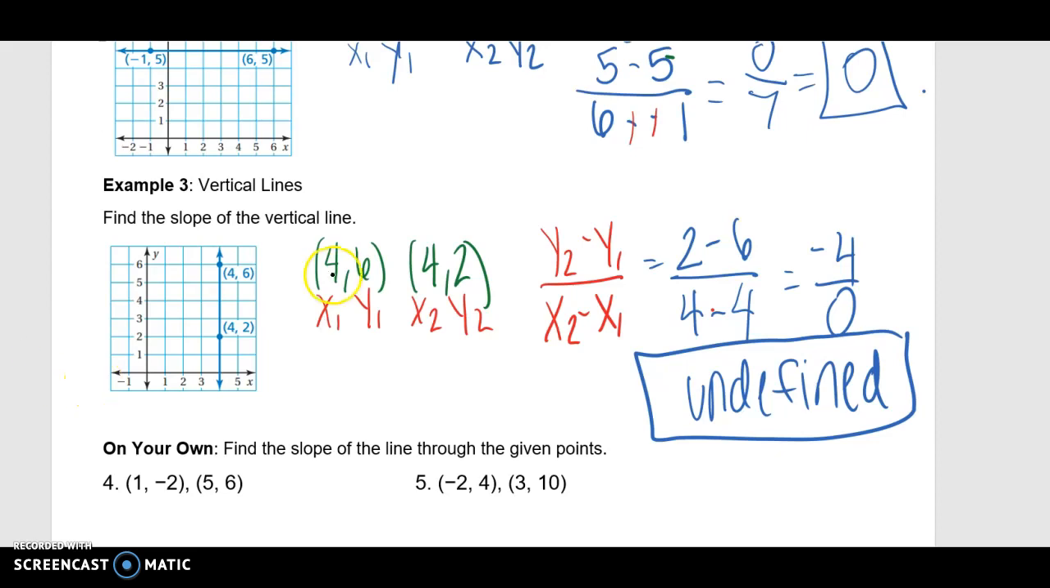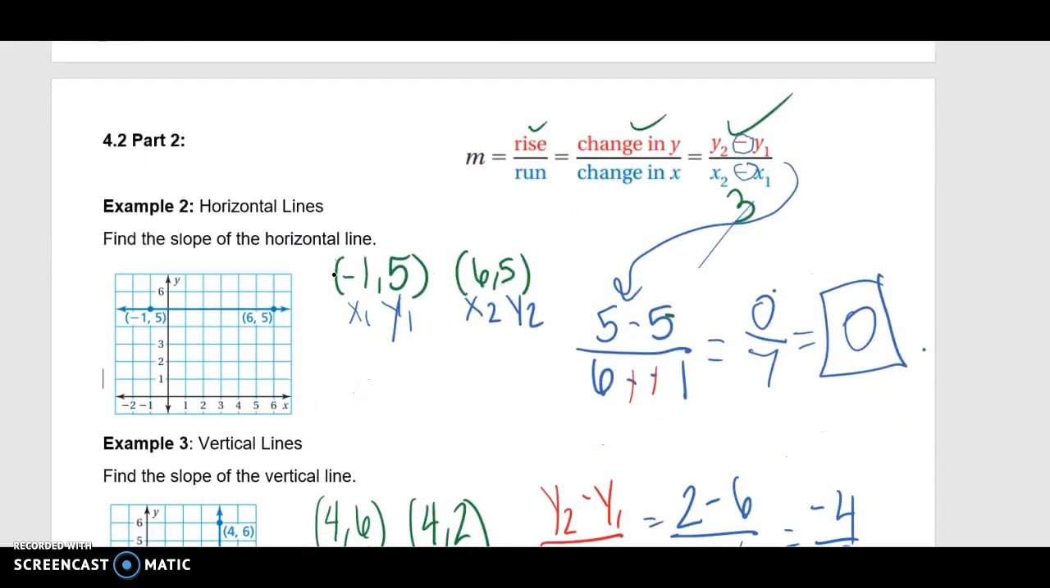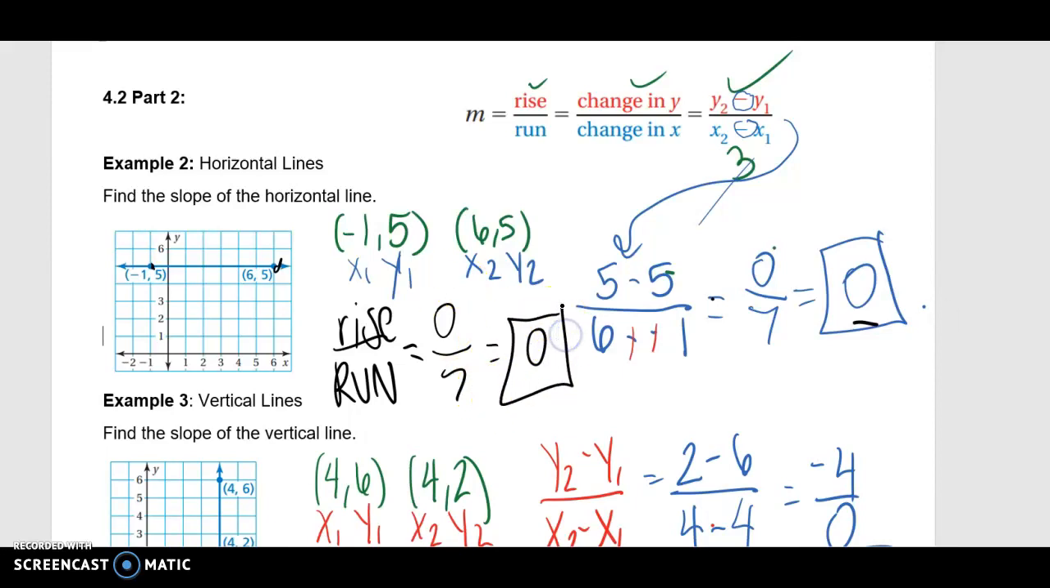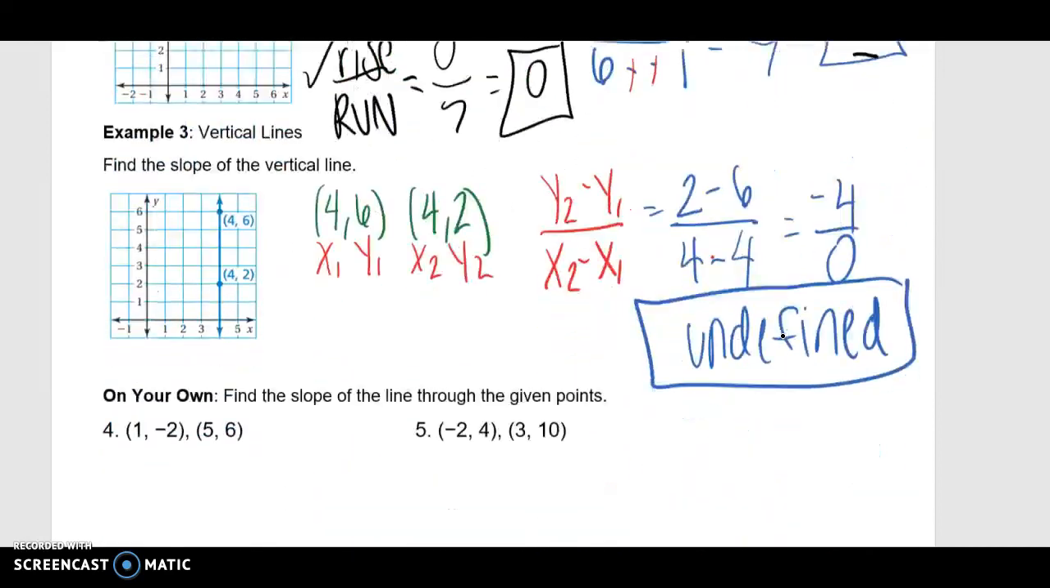And then I'm going to go back up to example 2 for a second. If we were to do rise over run just by looking at the graph, my rise from this point to this point, we're not going up any, so that's 0. My run, however, is 1, 2, 3, 4, 5, 6, 7. Is 7. 0 divided by 7 will also get you 0. So you can either look at the graph or you can use the equation and you still get the same answer of 0.